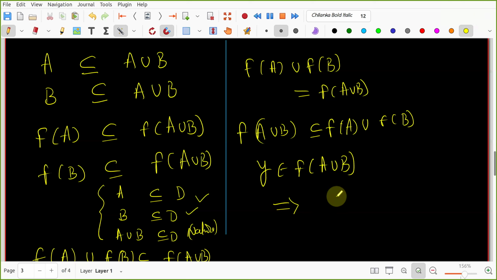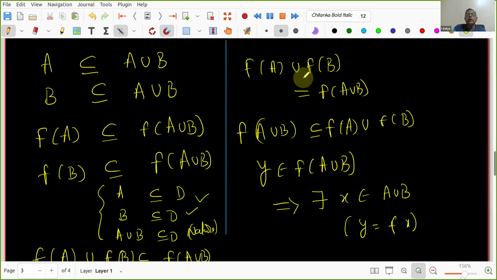There exists x belonging to A union B. Wonderful. I'm happy. So what is the definition of f of A union B? y is in f of A union B means there exists an x in A union B such that y is equal to f of x. Good. So our goal is to show that it is in the union or not. We are only checking, we do not know. Let us see what happens. So x belongs to A union B.